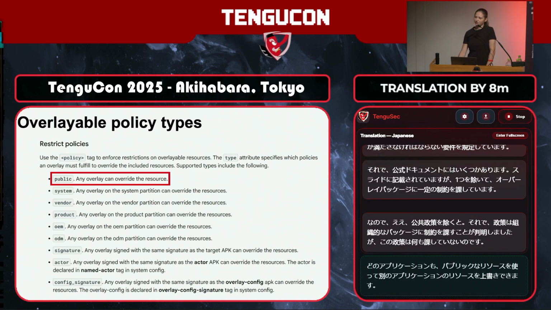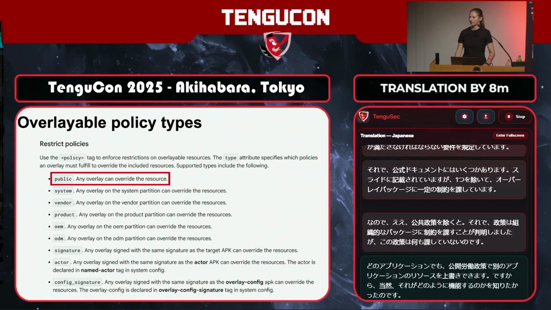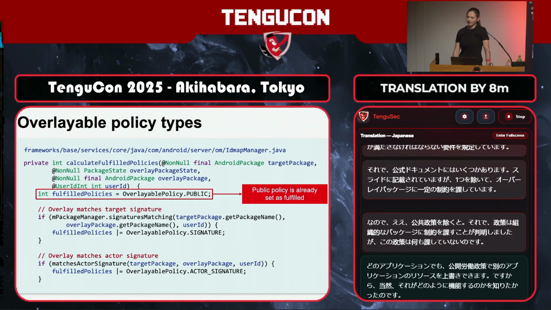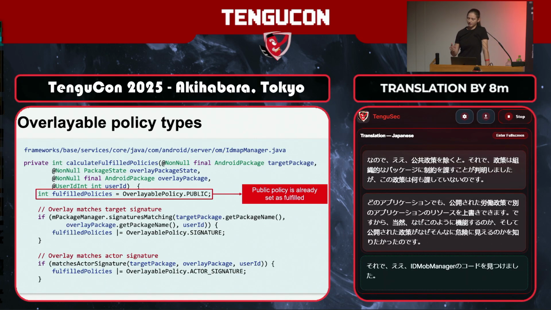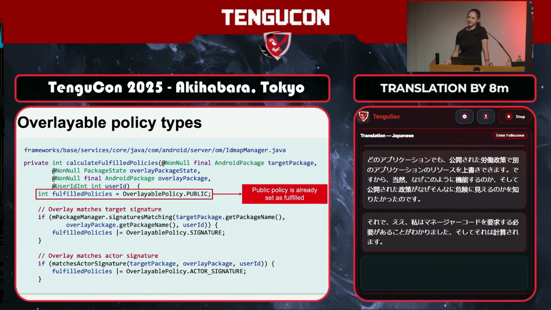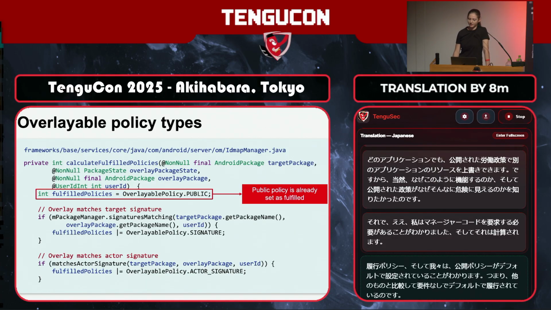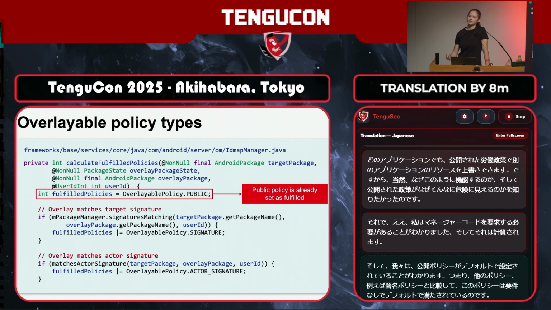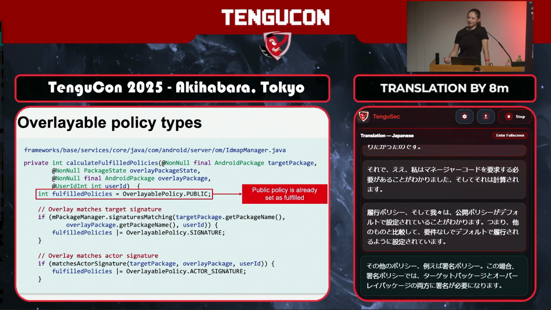Naturally, I wanted to find out why it works like that, and why the public policy looks kind of dangerous. So I found the IDMAP manager code, which calculates the fulfilled policies, and we can see that the public policy is set by default. It's fulfilled by default with no requirements, compared with other policies, let's say the signature policy. In this case, the signature policy requires that the target package and overlay package be signed with the same key, right? Which is kind of hard for an attacker.